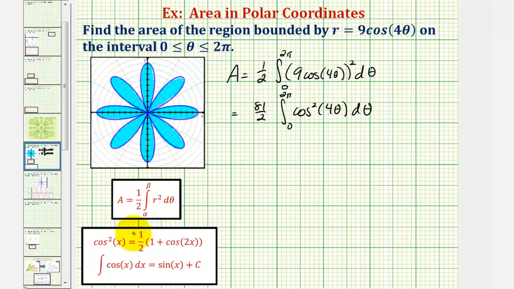So looking at the formula given here below, notice how cosine squared x equals 1/2 times the quantity 1 plus cosine 2x. So when performing this substitution, we double the angle. And notice how we have this factor of 1/2. 1/2 times 81 halves would be 81 fourths. So this is equal to 81 fourths times the integral of the quantity 1 plus cosine 8 theta, which is 2 times 4 theta.